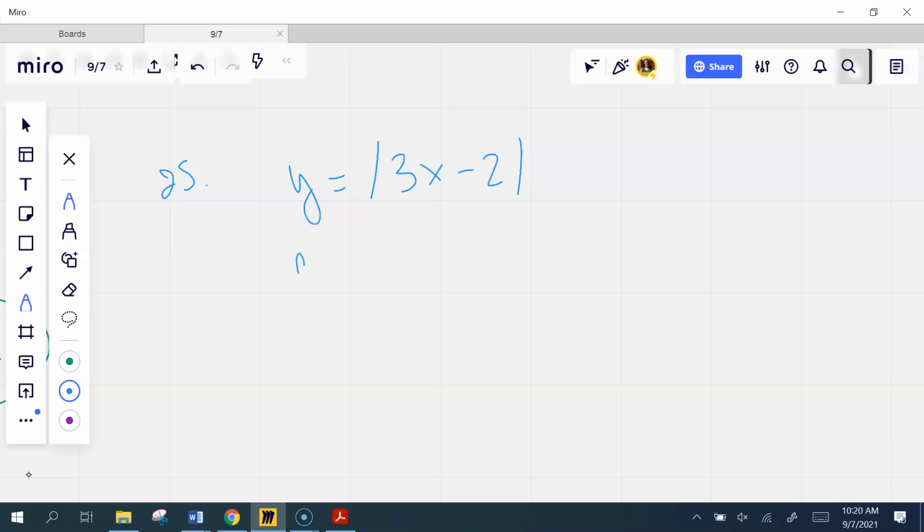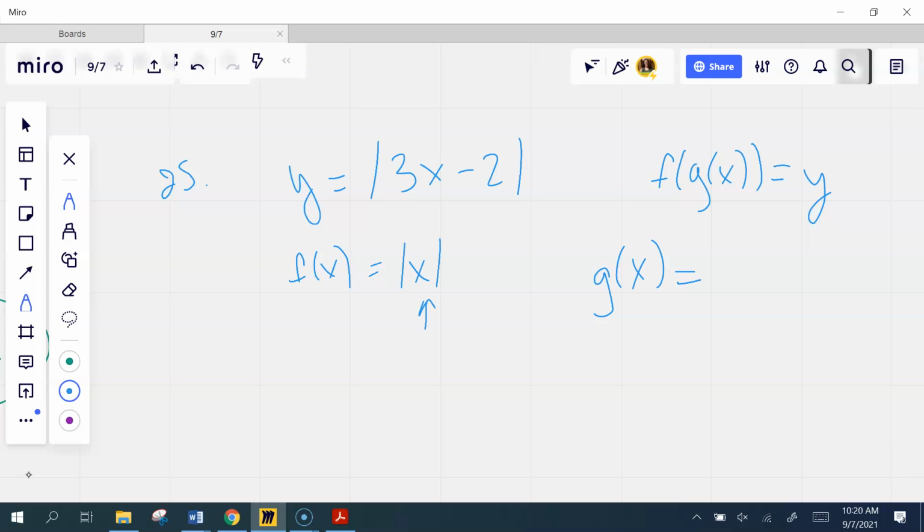All right, what would f of x need to be? Remember, I want f of g of x to equal y. Do you see that, Lily? What's the operation being done? Absolute value. So what would I need to plug in for x here in order for it to look like this? There we go.